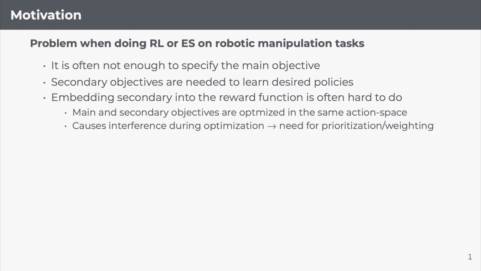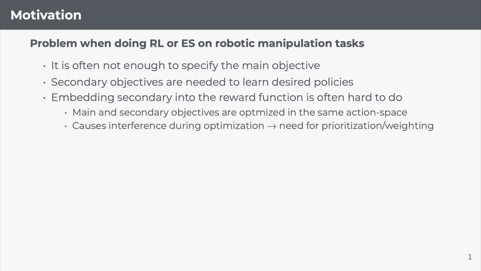When doing policy search for robotic manipulation, for instance, when using reinforcement learning or evolution strategies, it is often not enough to only specify the main objective in the reward. We usually need to describe secondary objectives as well. For instance, in a reaching task, we are not only interested in reaching the target, which would be the main objective, but we also might want to keep distance to obstacles. Or we might want to stay close to a reference configuration in order to avoid very skewed configurations.